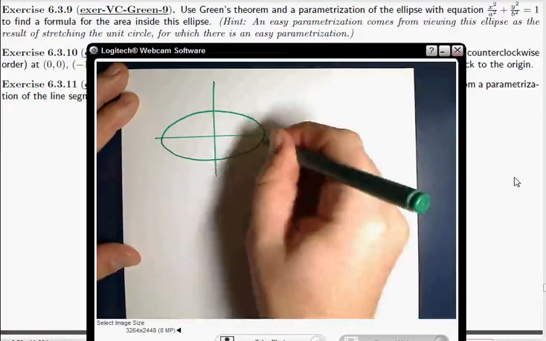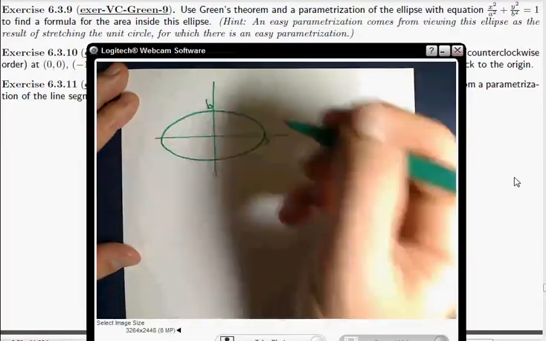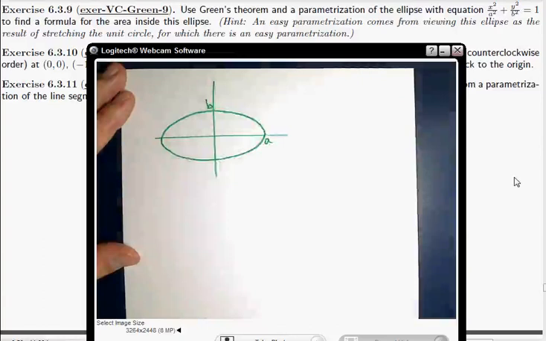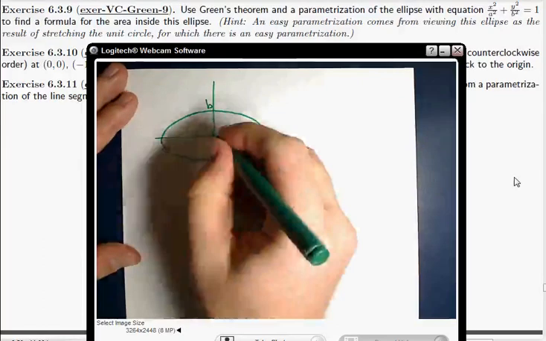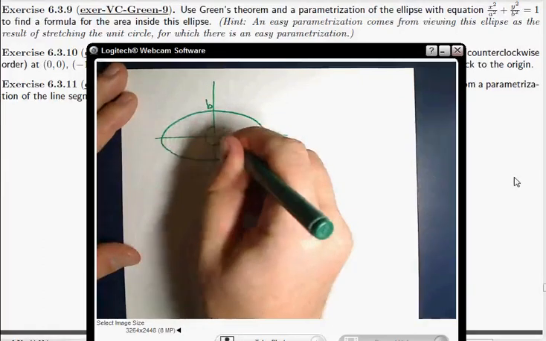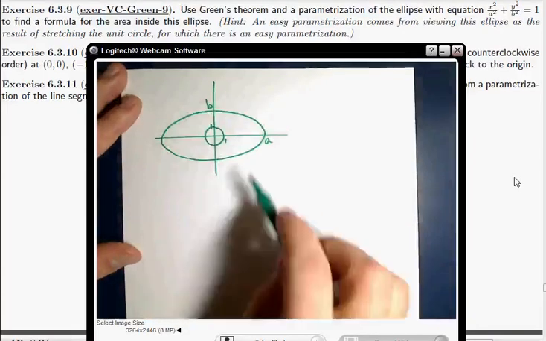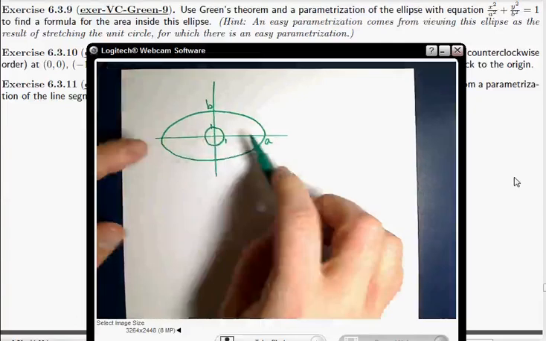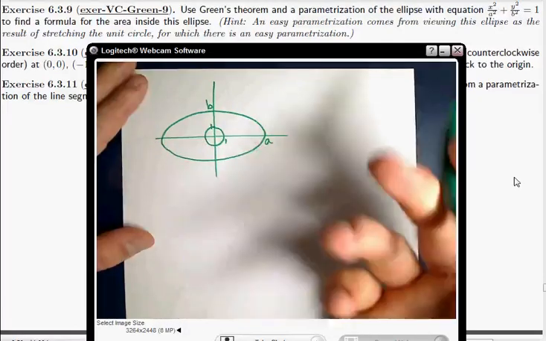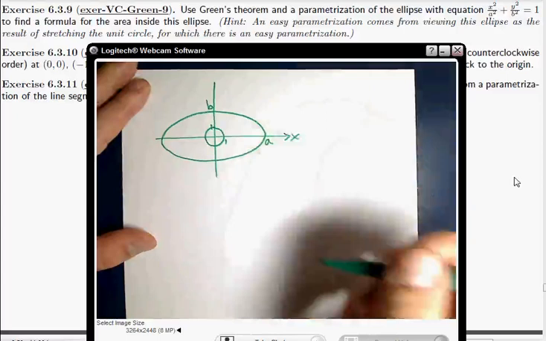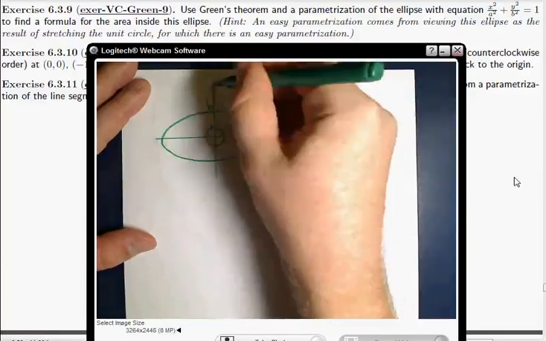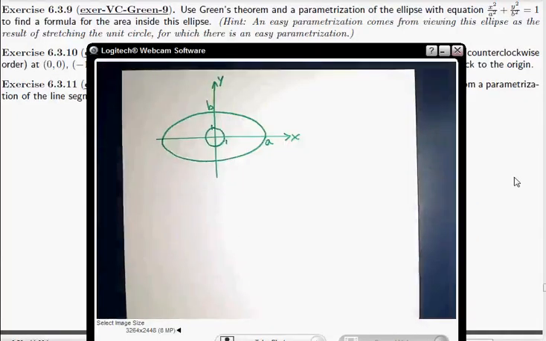and let's say that that is A and this is B, that is a stretched out version of the unit circle. Here's the unit circle, where that's 1 and that's 1. So in fact, I claim that this ellipse is what you get when you take that unit circle and you stretch it by a factor of A in the x direction, and you stretch it by a factor of B in the y direction. Does that seem reasonable?